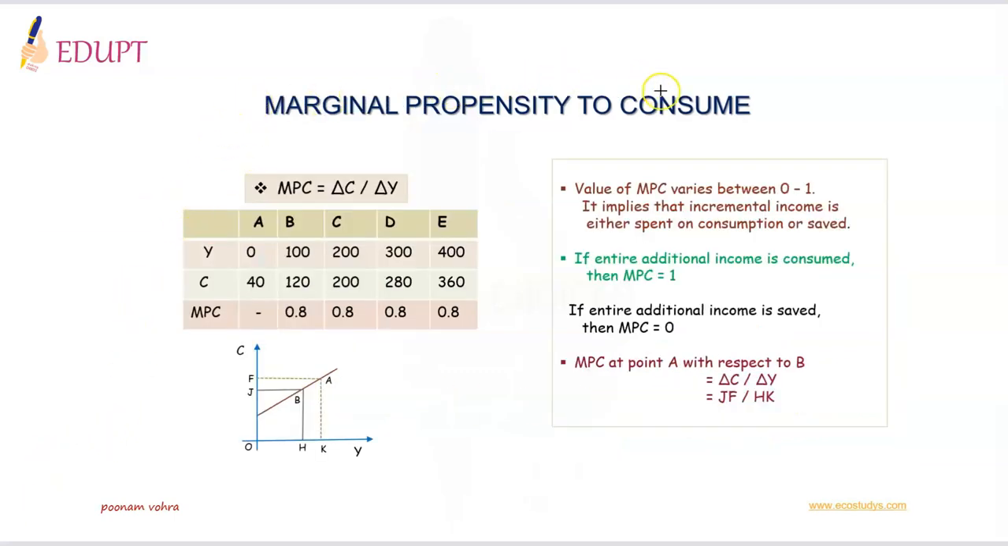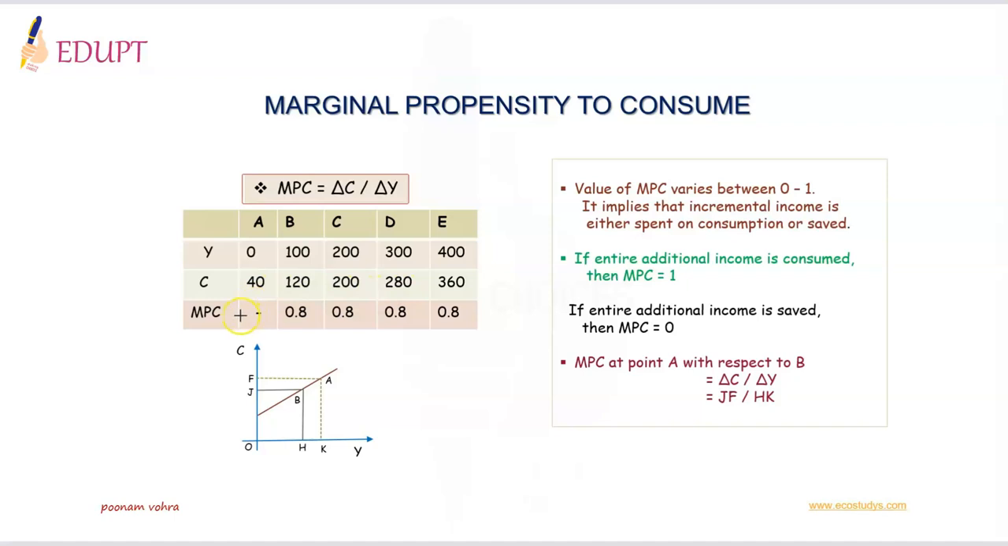Marginal propensity to consume. It is the change in consumption due to change in income and is represented as delta C by delta Y. Let's have a look at the table. These are 5 options. Income is increasing by 100 in each case. Consumption is increasing by 80 in each case.